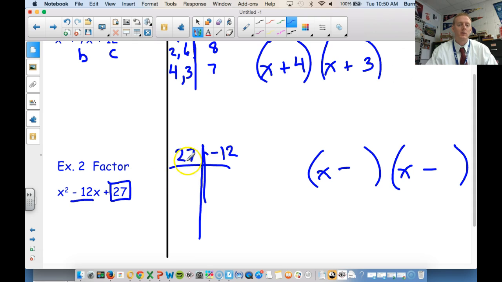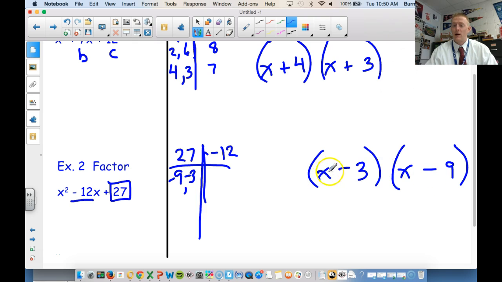So things that multiply to make a 27. Well, I always go to 9 and 3. That's the most common thing. But how does a 9 and a 3 add to make a negative 12? Well, they both have to be negative. So we're going to have an x minus 3 and an x minus 9. Now, does it matter what order the 3 or the 9 are in? No, not at all.